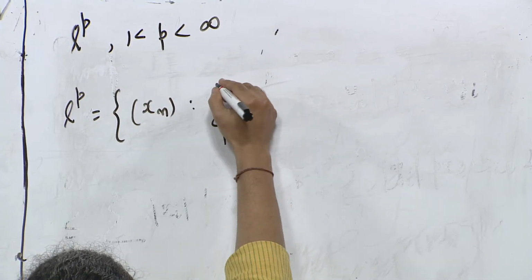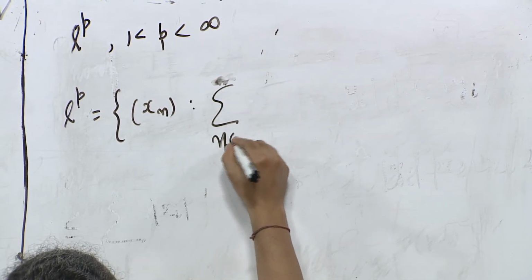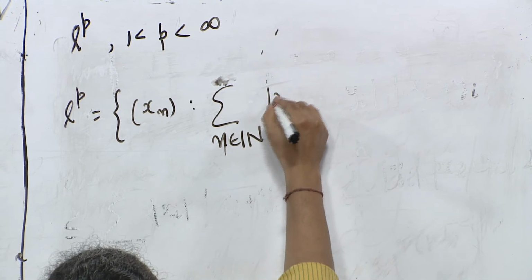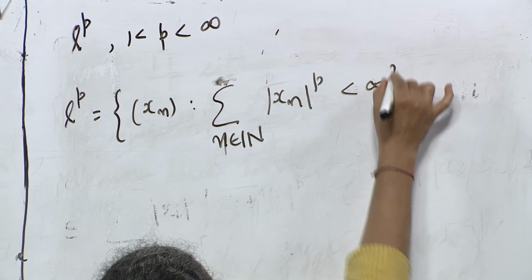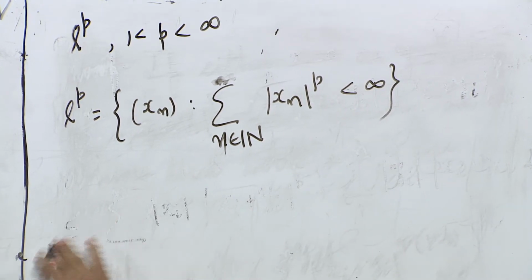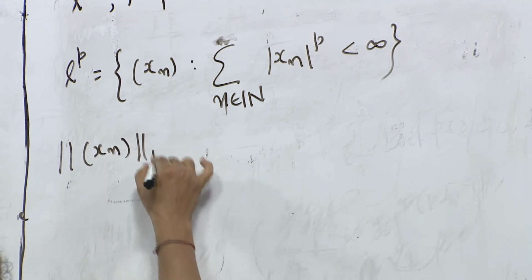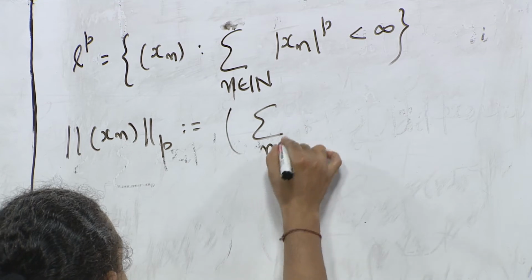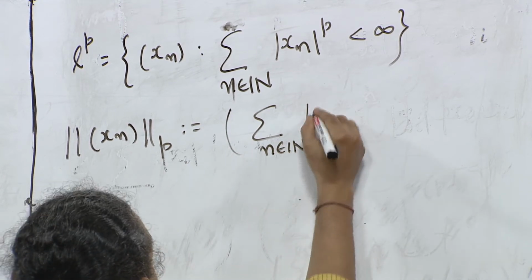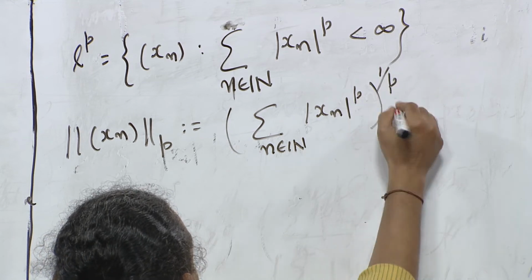summation over n in N of mod x_n raised to the power p is going to be finite, and then you define the norm here as the p-th norm, which is defined as summation over n in N of mod x_n power p, whole raised to the power 1 by p.